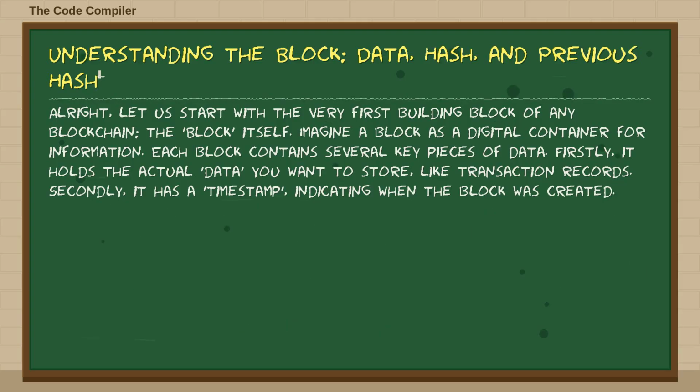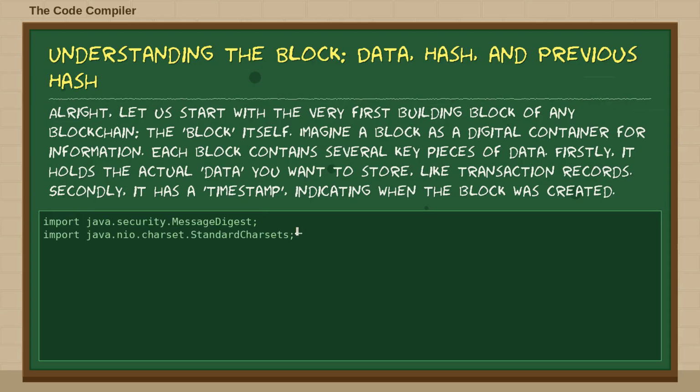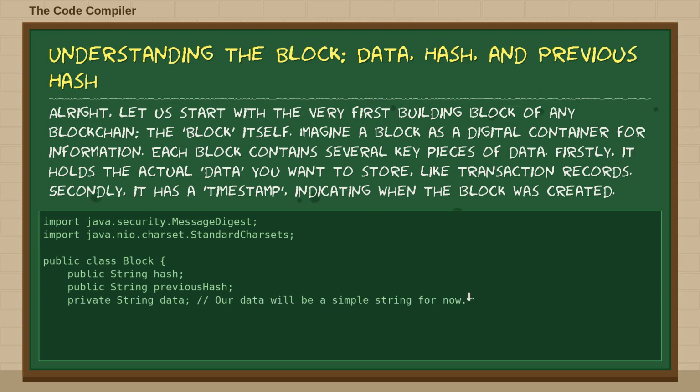On the whiteboard, you can see a simple Java class representing our block. Notice the fields for data, timestamp, previous hash, and its own hash. The calculate hash method uses SHA-256 to create that unique fingerprint. This method takes all the block's data and computes a secure hash, which is fundamental to blockchain security.